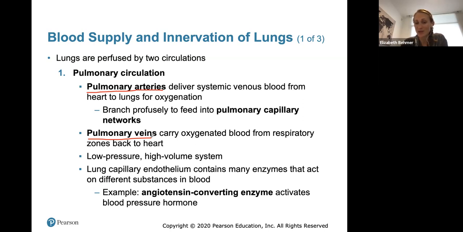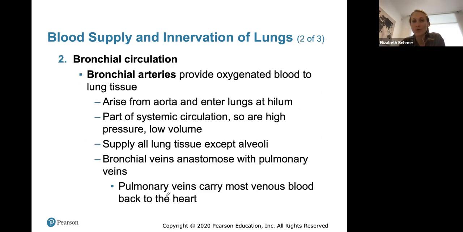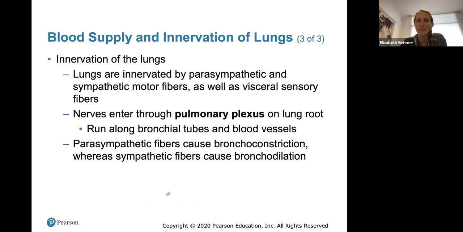The lung capillary endothelium contains many enzymes that act on different substances in the blood. For example, angiotensin converting enzyme will activate different blood pressure hormones. Bronchial arteries provide oxygenated blood to lung tissue. So lung tissue themselves need oxygen to function.